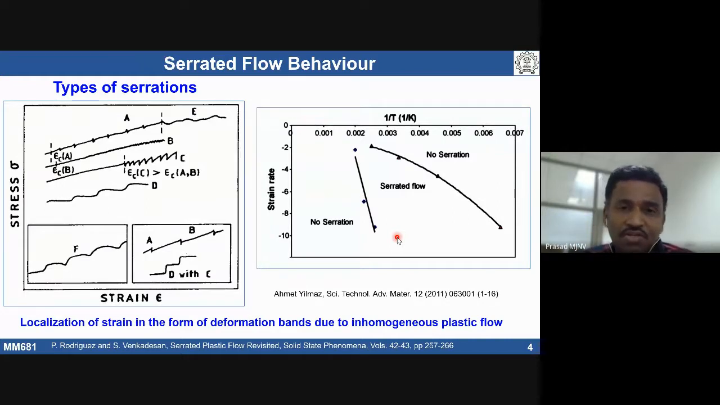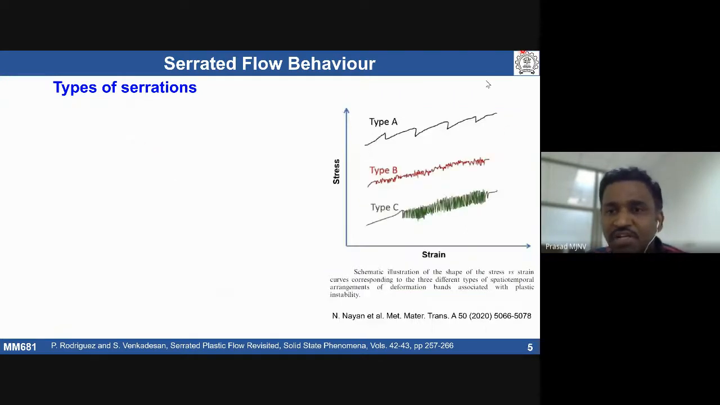Now we'll discuss just a little bit more information. I expected some of you would ask under what conditions the A, B, C types of serrations will form. I said there are different types of serrations, but I didn't discuss under what conditions they form. What is the difference between A, B and C?